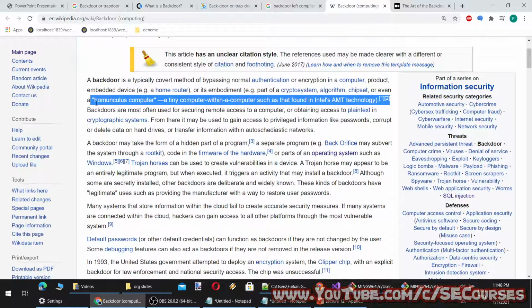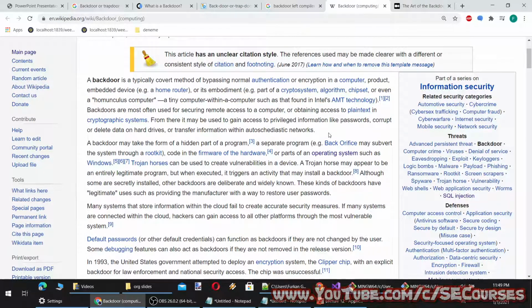2. Backdoors are most often used for securing remote access to a computer, or obtaining access to plaintext in cryptographic systems. From there it may be used to gain access to privileged information like passwords, corrupt or delete data on hard drives, or transfer information within autoscediastic networks. A backdoor may take the form of a hidden part of a program.